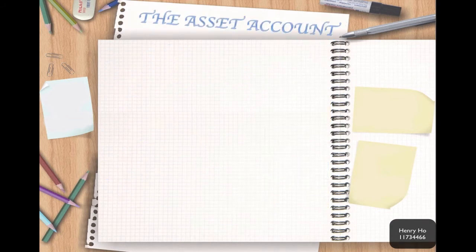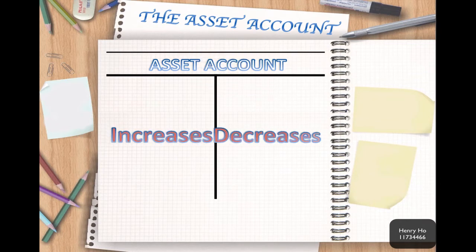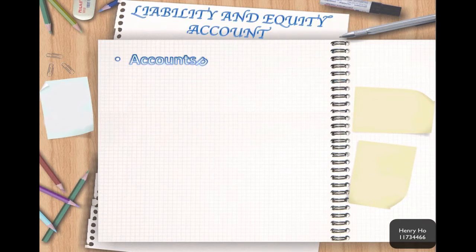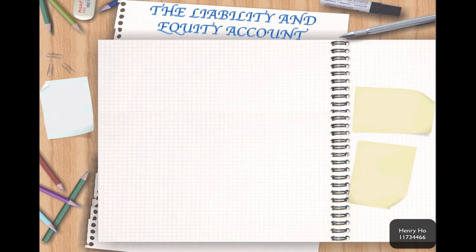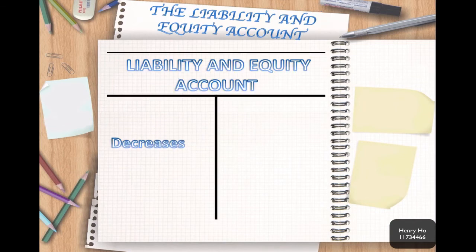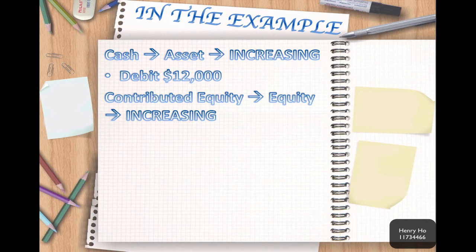In an asset account, you must record increases on the debit side and decreases on the credit side. Liabilities and equity accounts include accounts payable, owner's equity, and ordinary shares. Contrastingly, in the liability and equity account, decreases are recorded on the debit side and increases are recorded on the credit side. In the example, since cash, which is an asset, is increasing by $12,000, the cash account must be debited by $12,000, and contributed equity is increasing by $12,000 also, so we must credit it.